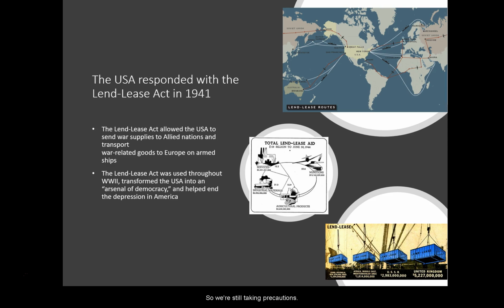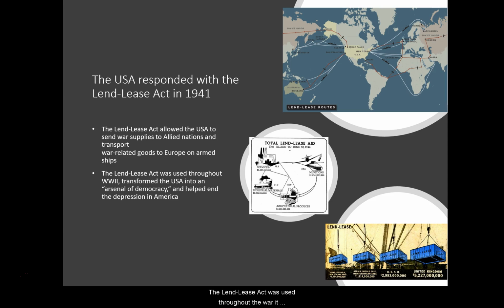So we're still taking precaution. We're no longer transporting them on passenger vessels like we did in World War I, because we know there are German submarines in the Atlantic Ocean. Unrestricted submarine warfare is still part of their arsenal. So instead of transporting the goods on passenger liners like we did with the Lusitania, for example, we're going to start transporting these goods on military armed ships.